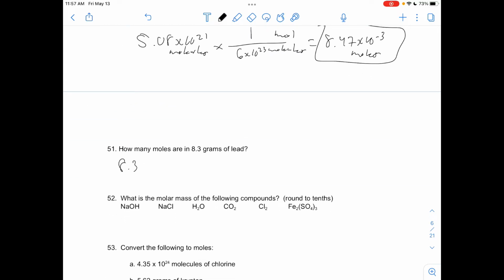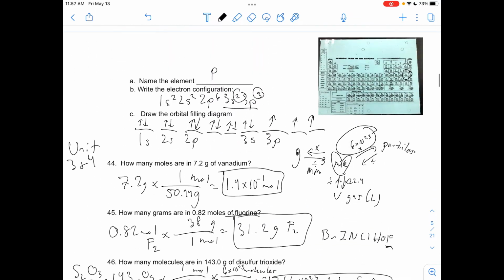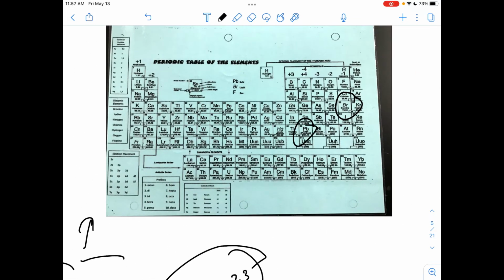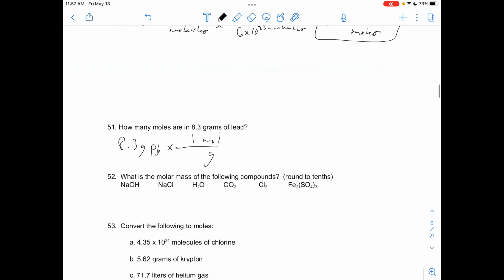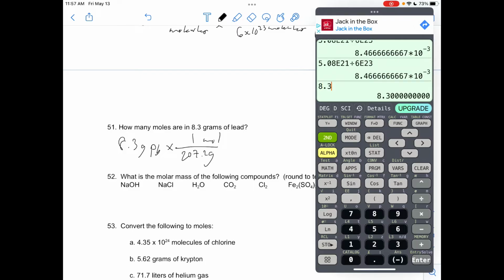Okay, how many moles are there in 8.3 grams of lead? Lead is Pb. So we're going to look for lead. Lead is right here, 207.2. So 8.3 divided by 207.2, which would be 4 times 10 to the negative 2 moles of lead.